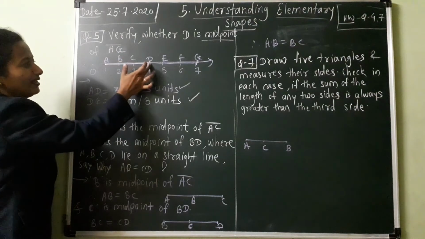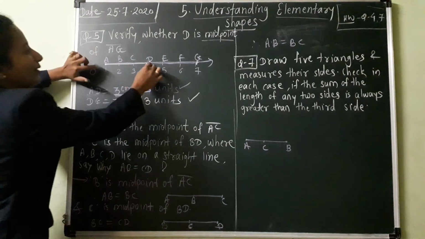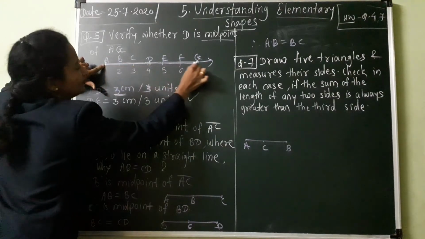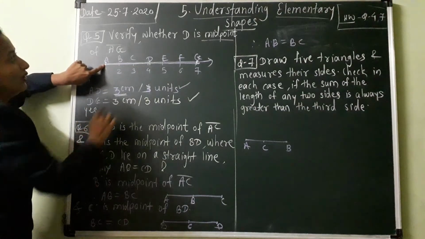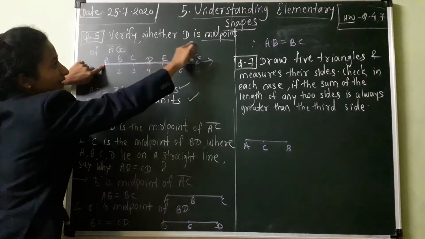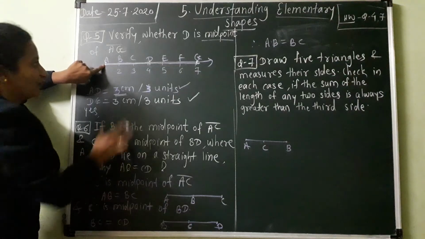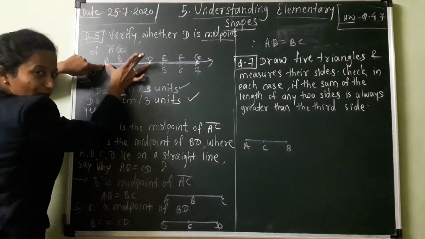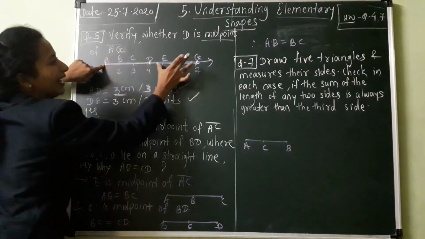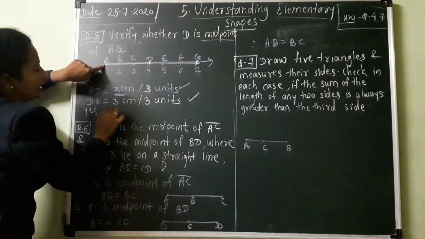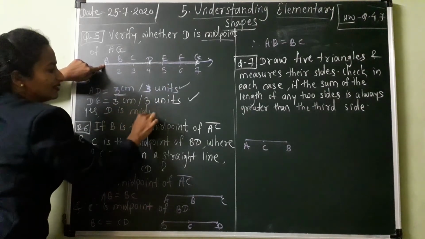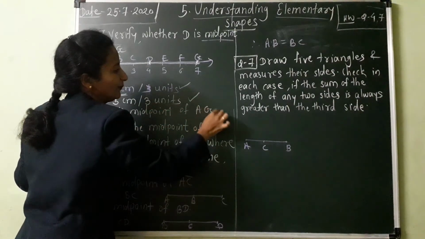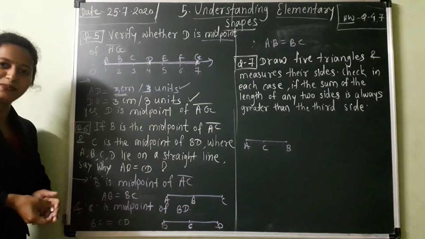Means D point is the midpoint for line segment AG. Is it clear? So we have to verify whether D is a midpoint for AG. Of course, yes. D point divides the AG line segment into two equal parts, that is AD and DG. So yes, D is the midpoint of line segment AG. Is it clear to everyone?